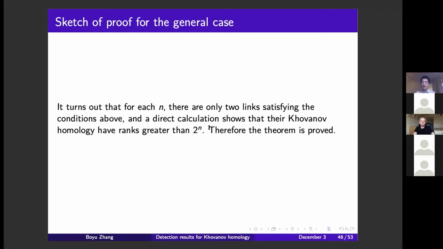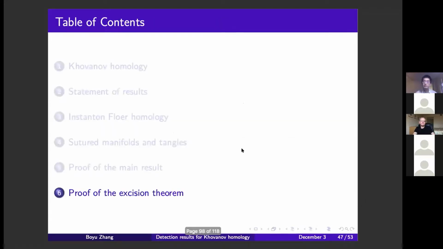So, all right, that was the proof of the main result. And for the rest of the talk, I'd like to also discuss a sketch of the proof of the excision formula, because I think that's a main ingredient of the proof. But before discussing that, let me take another pause here and see if we have any questions or comments so far.